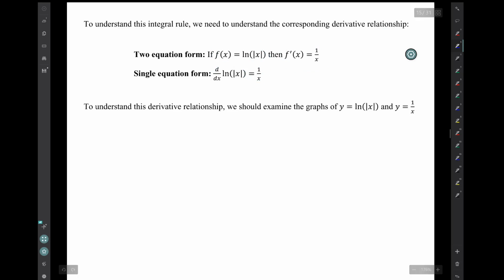But where did that derivative relationship come from? Well, to understand that derivative relationship, we should examine the graphs of y equals ln of absolute value of x and y equals 1 over x.